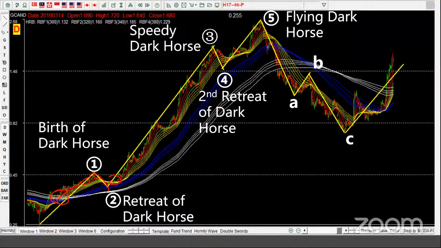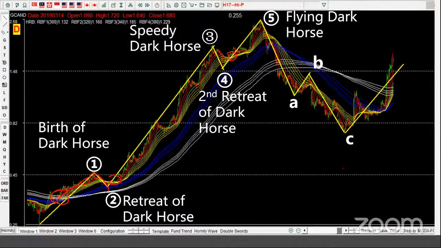Then after that, if the price drops below the yellow line again, we say this is the second retreat of a dark horse. So this is the fourth horse. And the last horse, we call it the flying dark horse. So when the price goes back above the yellow line again, that is the last rally before a very big correction.